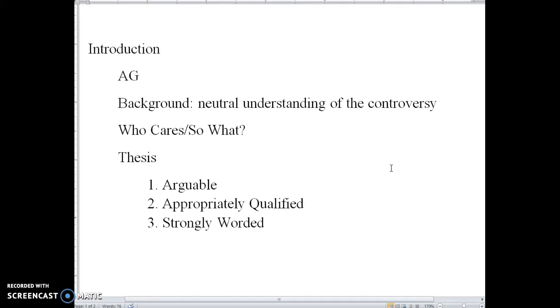Then our who cares, so what. Just like you did in the urban legend essay, be clear about why this topic matters so much. Then of course you're going to end your introduction with a clear thesis that is arguable, appropriately qualified, and strongly worded. We went over what those were in a different lesson, so if you need to review those, please do so. We're especially focused on the first one, arguable. That's the whole purpose of this essay. We have arguable thesis statements in the antithesis and in the eventual argument essay that we will be writing. So that's what we want to look for in that first strong paragraph.